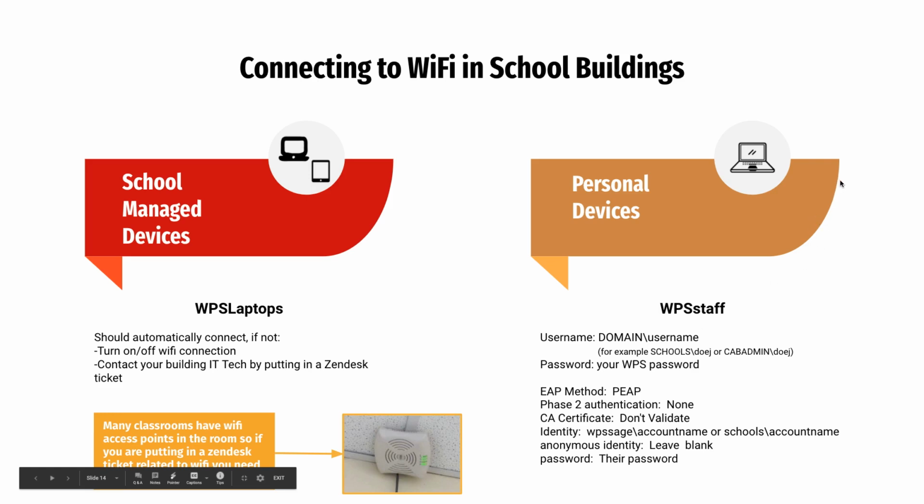If you are using a personal device, it is important that you are on the WPS staff. This will give you the best connection. The way you get onto the WPS staff is you choose that as your Wi-Fi, and then you're going to be prompted to log in. You're going to use your domain. This is the same domain that you use to sign into Team Online. Most likely it's schools, and then a forward slash. It's important to do a forward slash and not a backslash. And then your username for your Worcester Public Schools email. So this could most likely be last name, first initial.